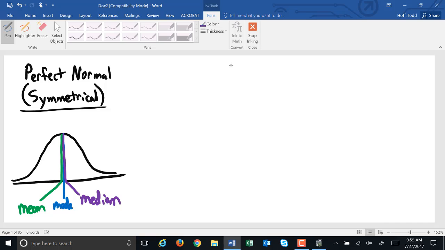That's one of the ways we test to see if a set of data is normally distributed, is we find the mean, median, and mode, and if they're the same value or really close to the same value, chances are that's data that is normally distributed.